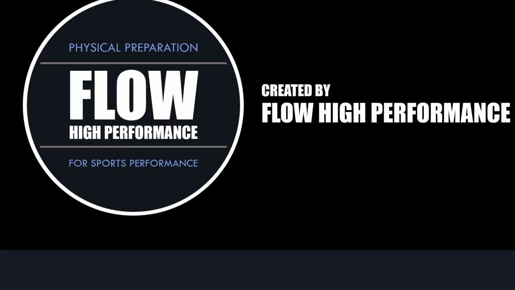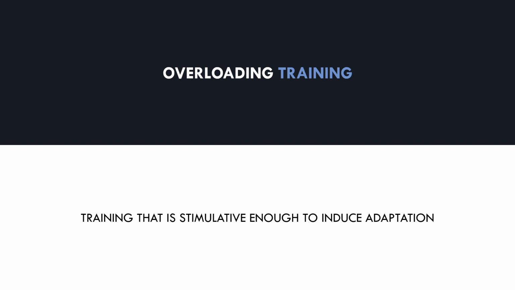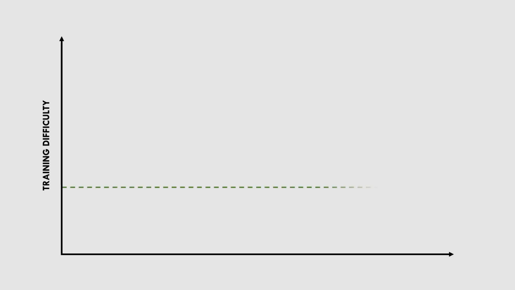Let's first establish what overloading training is. Overloading training simply refers to training that is stimulative enough to induce an adaptation. This means that training must be difficult enough to actually cause our body to change. So basically there is a minimum threshold of training difficulty which needs to be met for muscle growth to occur. Training below this threshold simply isn't difficult enough to stimulate changes to our physiology.